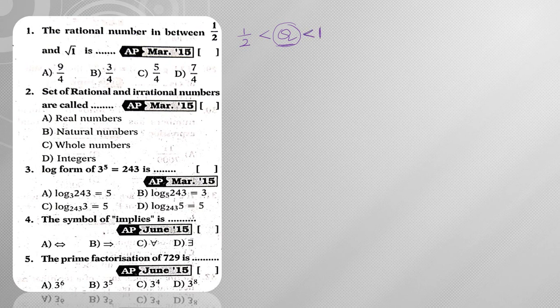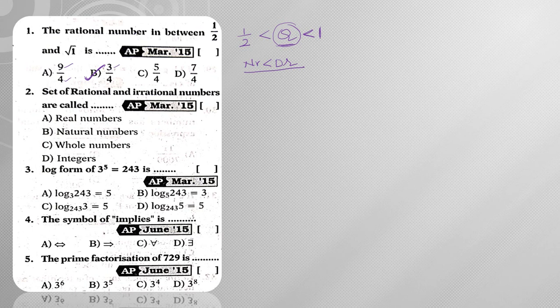If you want greater than 1, the numerator should be greater than the denominator, but here it should lie in between half and 1. That means the numerator should be less than the denominator, then only it will be less than 1. Based on this condition, in 9 by 4 the numerator is greater than the denominator, hence it is greater than 1. In 3 by 4 the numerator is less than the denominator, hence option B is my answer. In the remaining 5 by 4 and 7 by 4, the numerators are greater than the denominators. Option B is my answer.